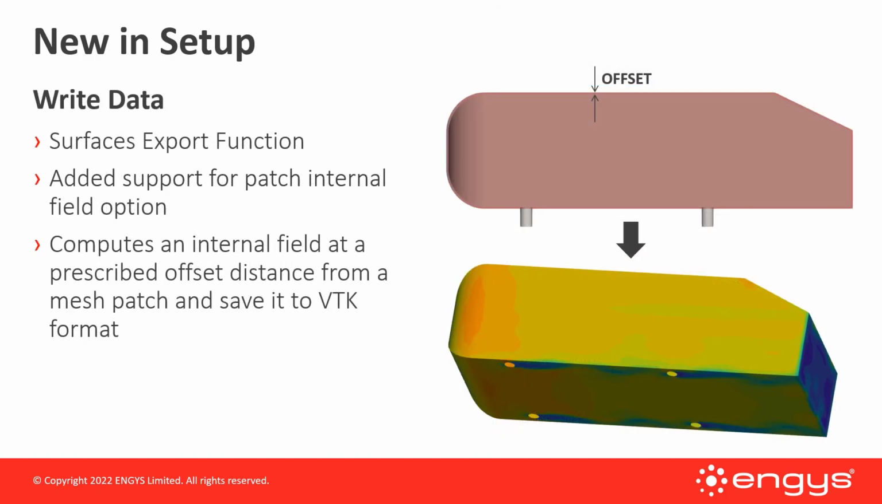In terms of data export, there is a new functionality for the surfaces export. So basically, we added an option to compute an internal field at a prescribed offset distance from a mesh patch and save it to VTK format that you can open in third-party post-processing tools. And this basically provides a very useful feature to measure flow at a certain distance from the specific surface.